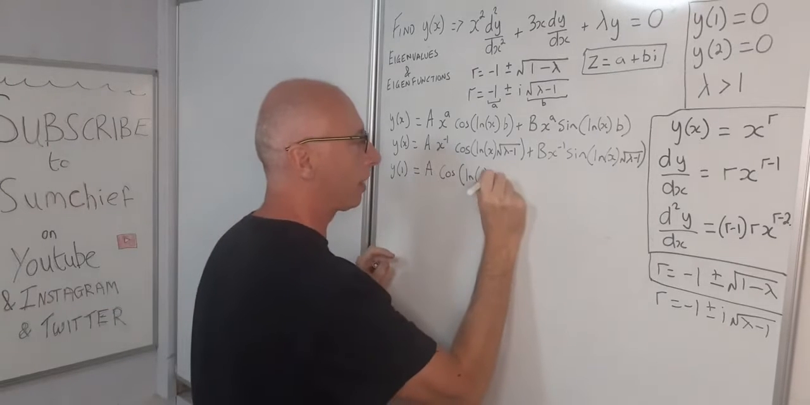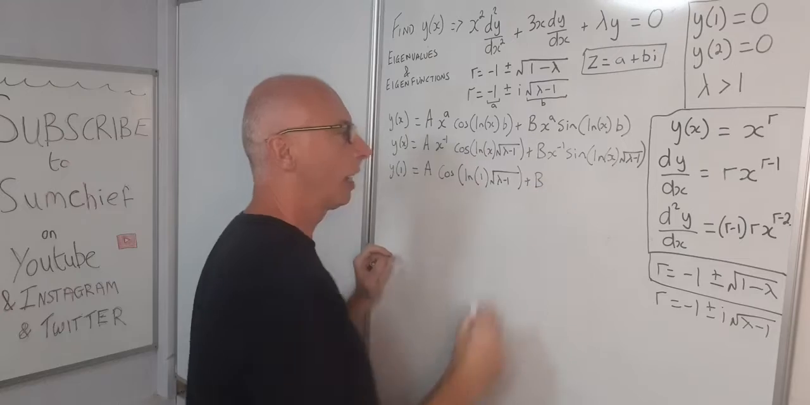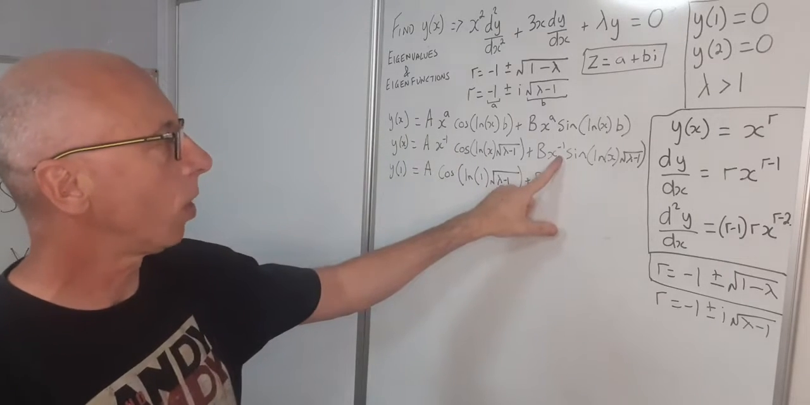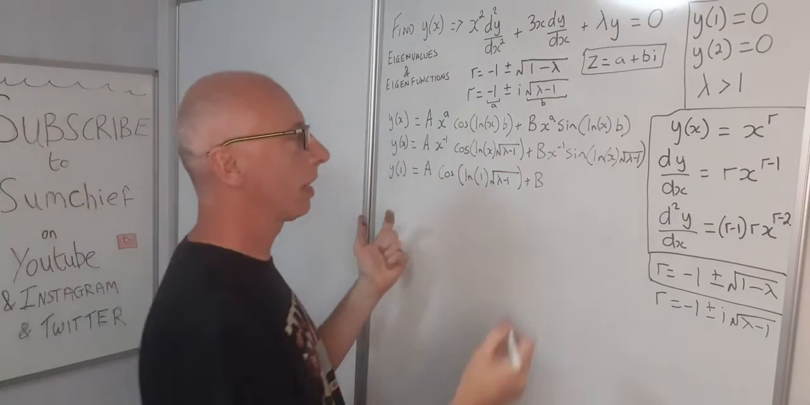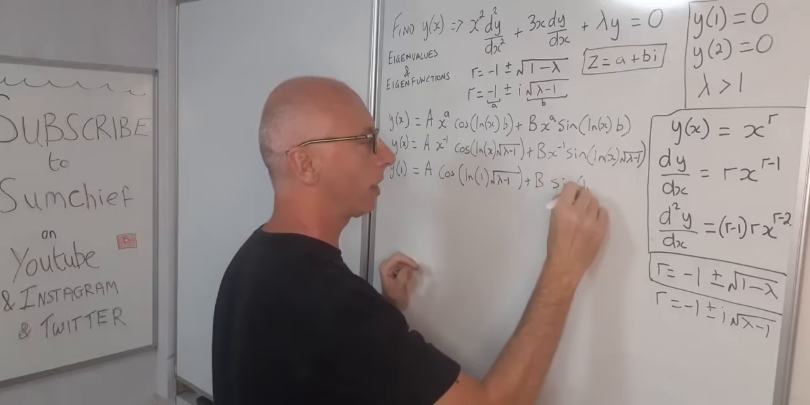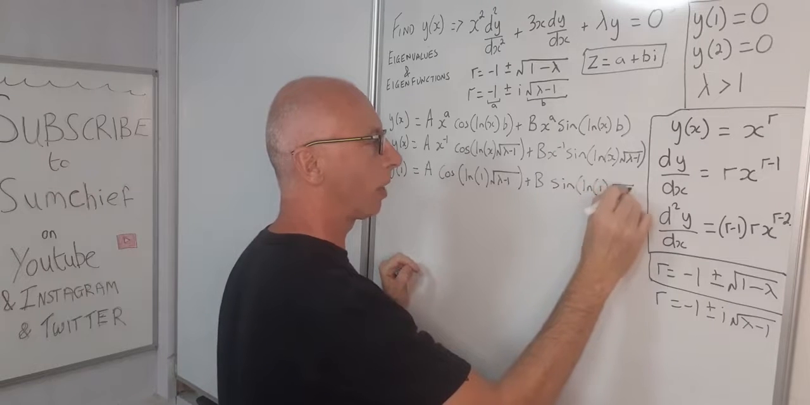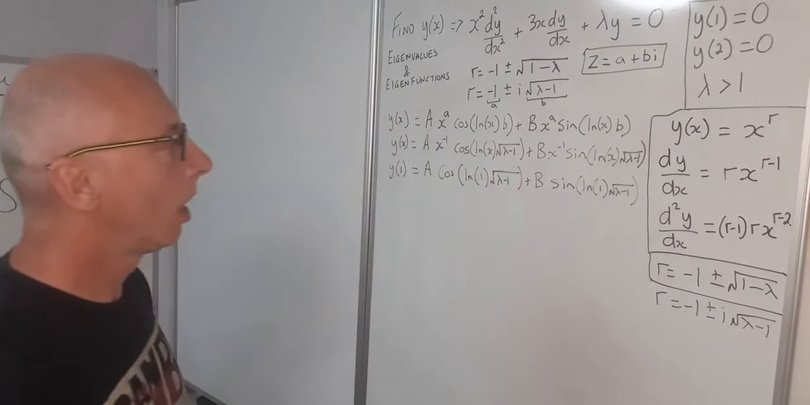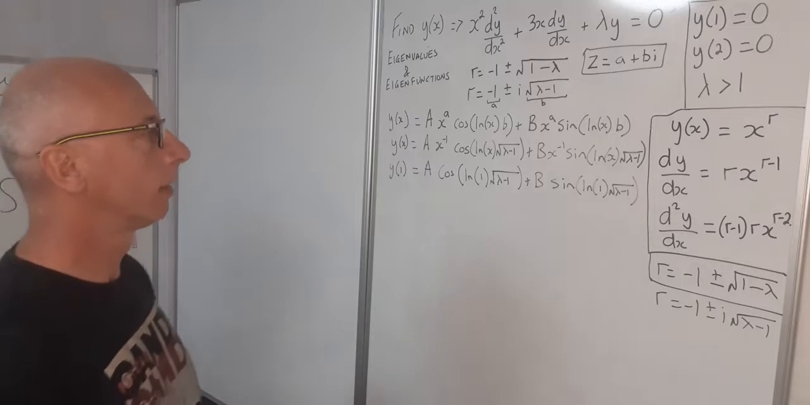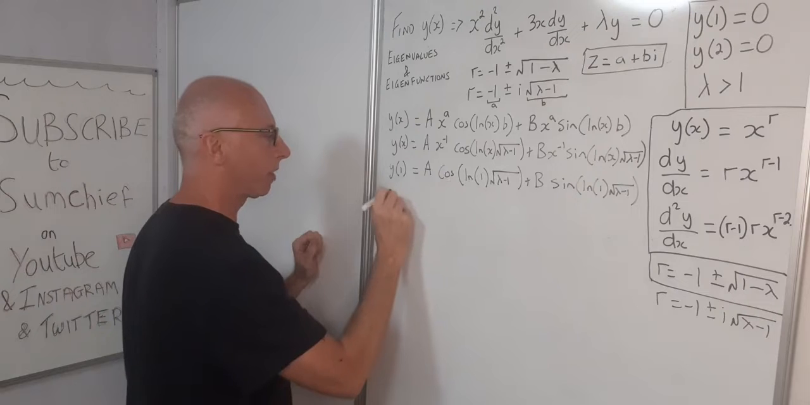But let's just go ahead and stick with it. We've got square root of lambda minus 1 plus b. And same thing here, x is 1, so 1 to the power -1 is going to disappear. And then we've got sine, natural log of 1 times square root of lambda minus 1. Okay, so now let's move on and simplify this.